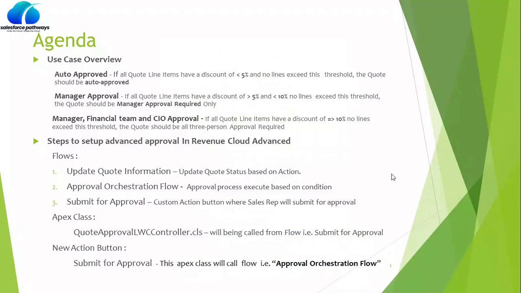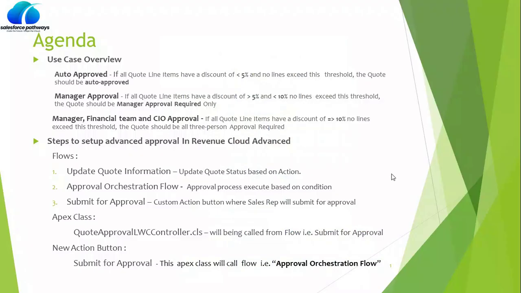Today I am going to talk about advanced approval in Salesforce Revenue Cloud Advanced. This is the use case where the quote will be auto approved if the quote line item discount is less than 5%. If the discount applied on the quote line items is greater than 5% and less than 10%, manager approval is required. The third use case is if the line item discount is greater than 10%, then all three approvals are required.